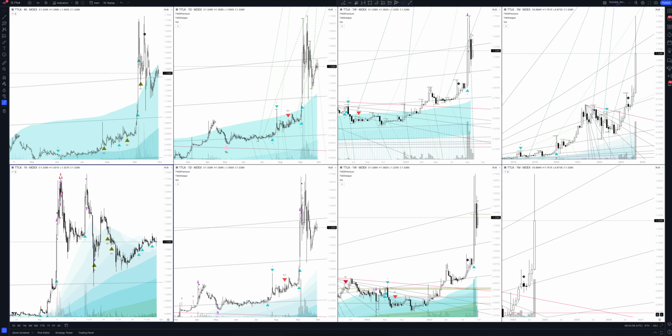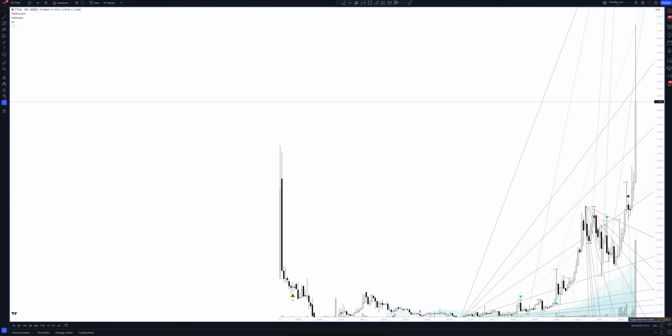Today we will take a look at Tattelekom stock. Let's analyze the market situation and find out how you can make money on it. Let's start. We always start our analysis from the global market.